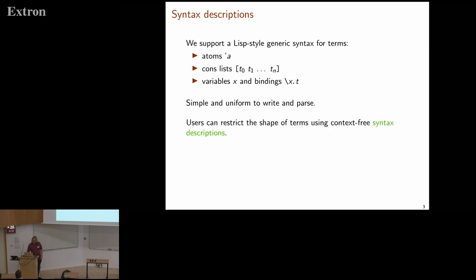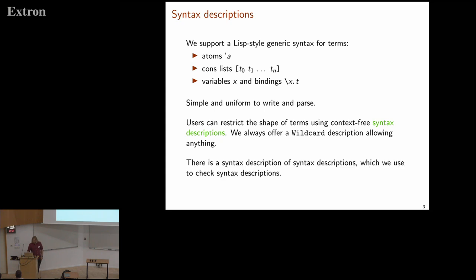Right? And then we allow the user to restrict the shape of these things, because if we just allowed any kind of syntax, that would be really hard to reason about, so we have a kind of context-free grammar language for describing these things. I'll show it to you later. And we always offer a wildcard option. If it's too complicated to describe this in a context-free way, then you can just say, okay, I give up. Anything is good. If you want to have a language of prime numbers or something, for example, right? And we have a syntax description of a syntax description. It's self-describing. So we can use this to check that the syntax descriptions are actually adhered to.